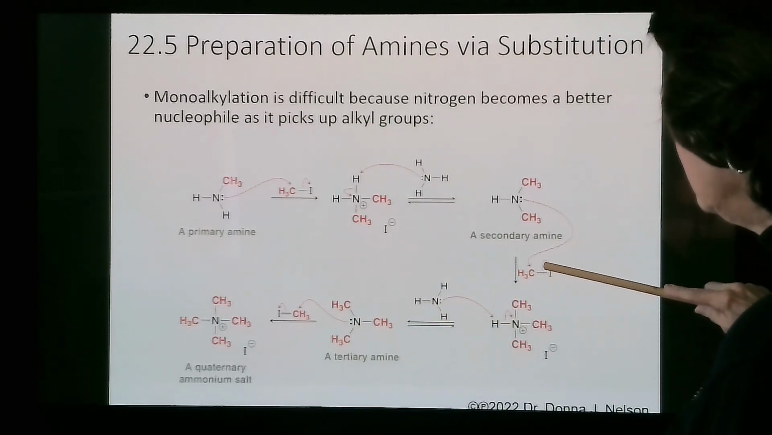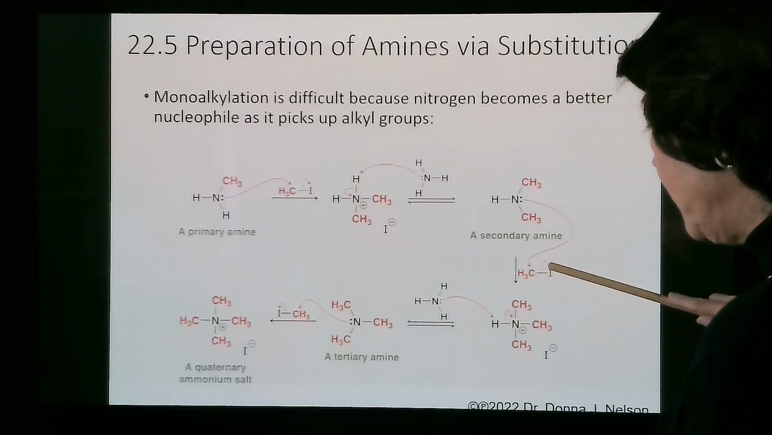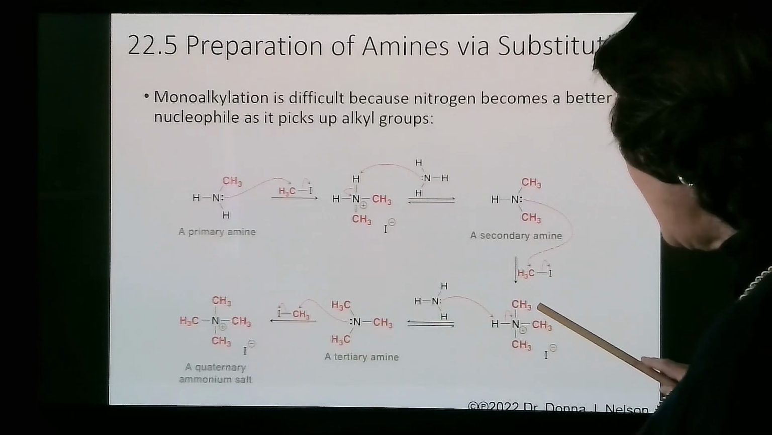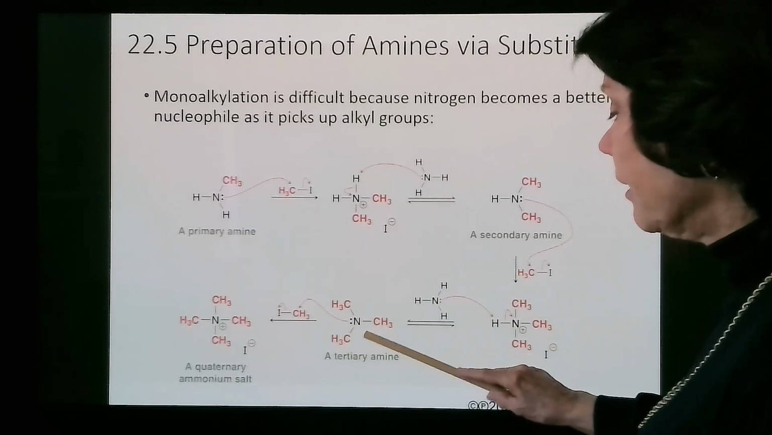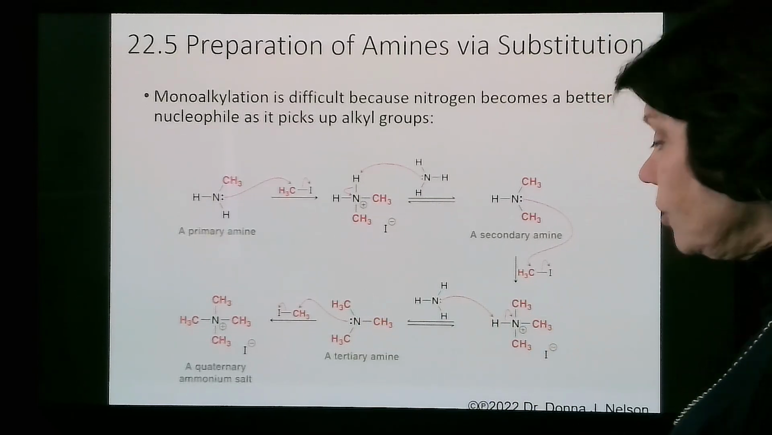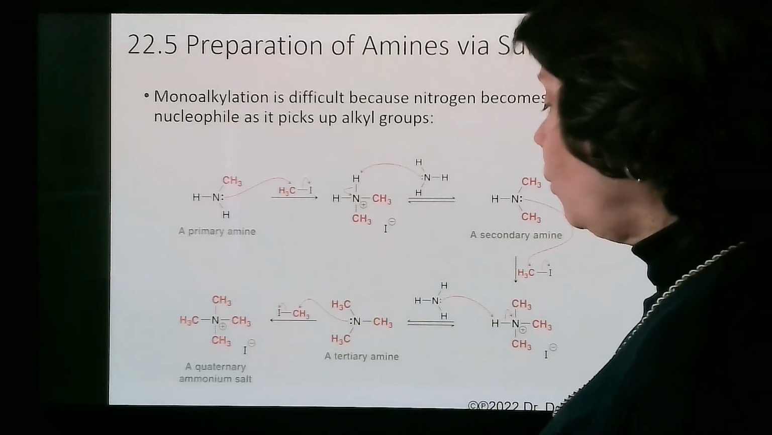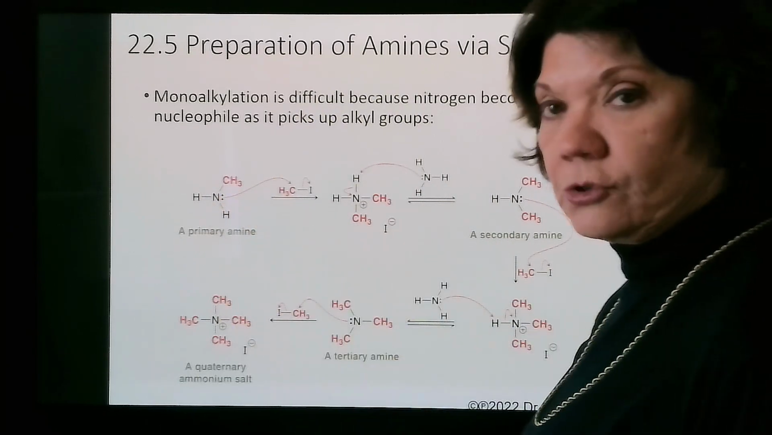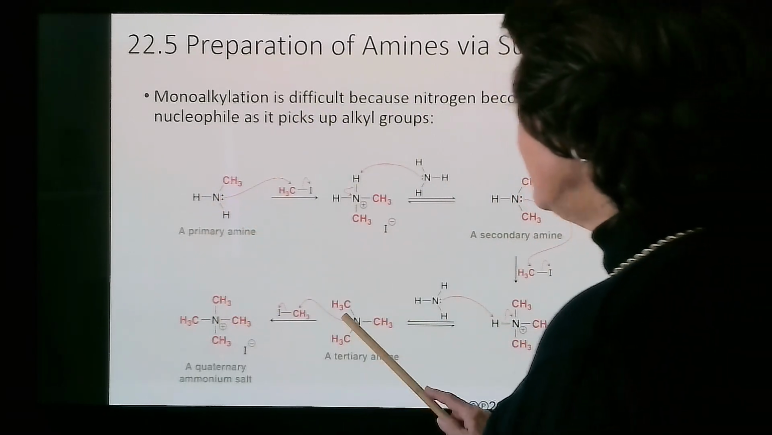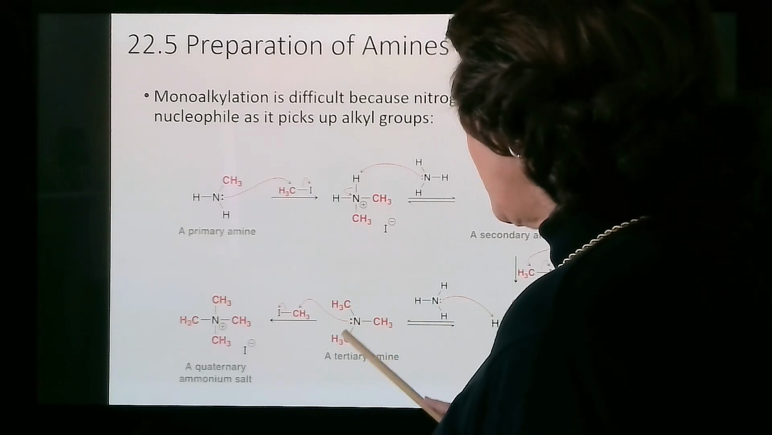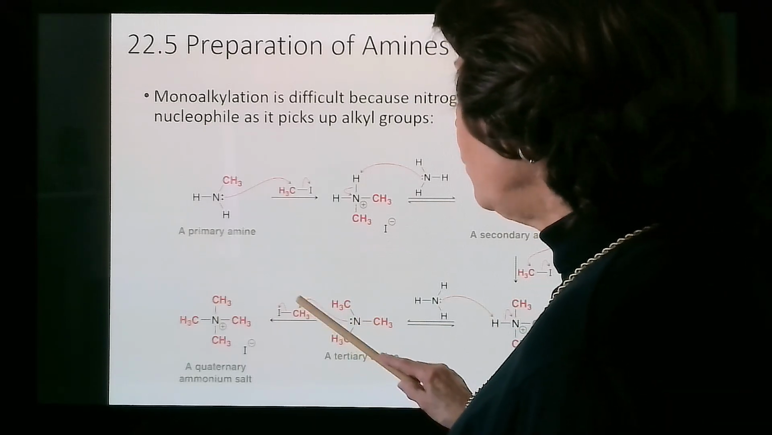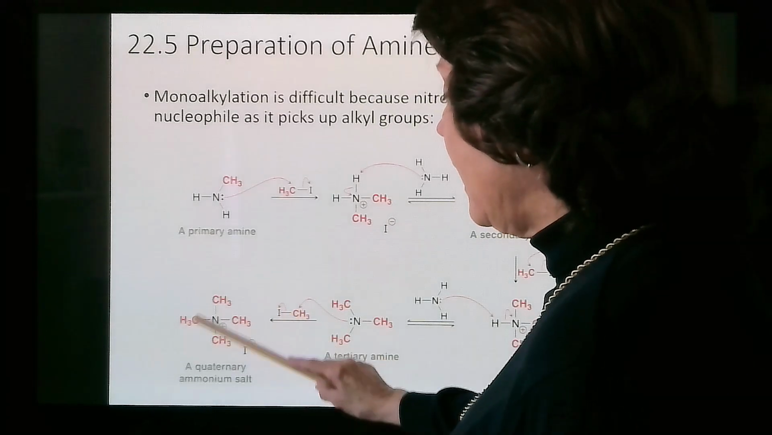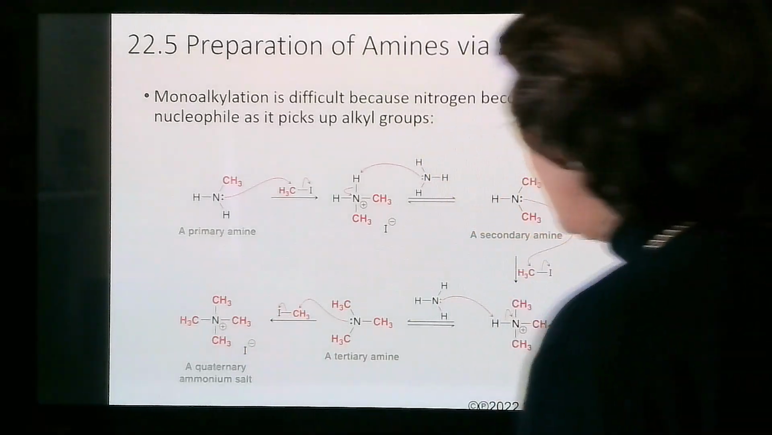And so it will do an attack on carbon. This is an SN2 displacement of iodide. And so now you have a tertiary amine. And so this nitrogen will be even more electron rich than the others that preceded it. So here, finally, this nitrogen will do an SN2 attack, displacing iodide, and you have the quaternary ammonium salt.